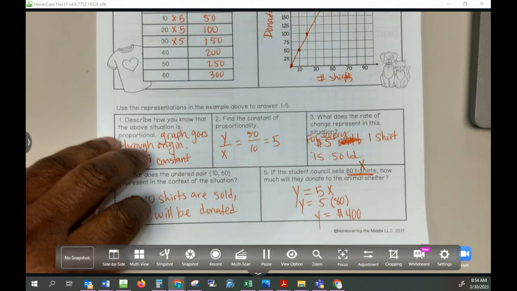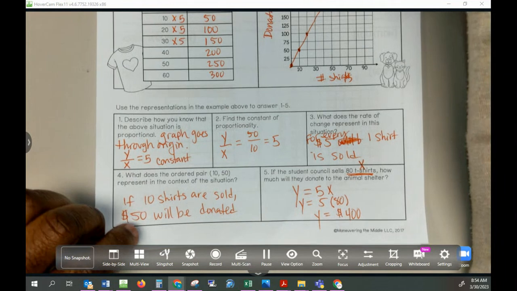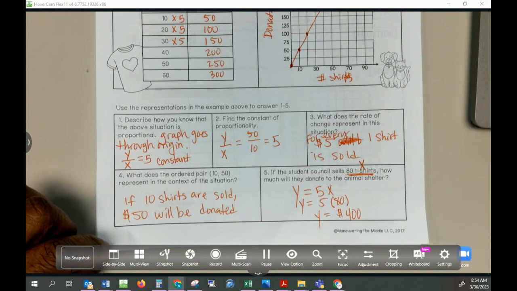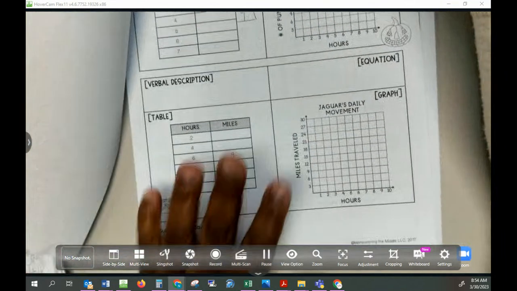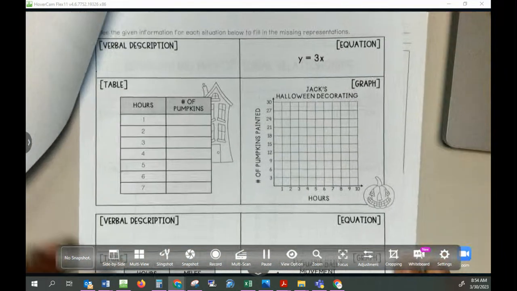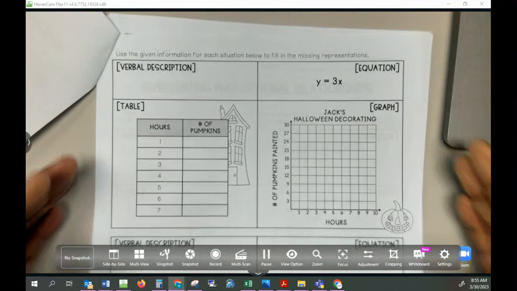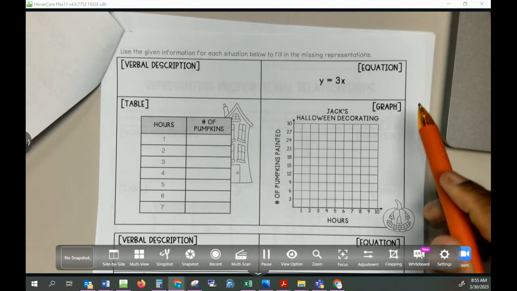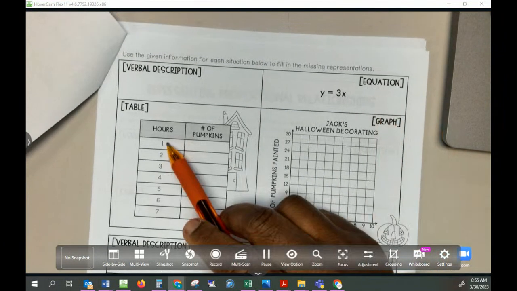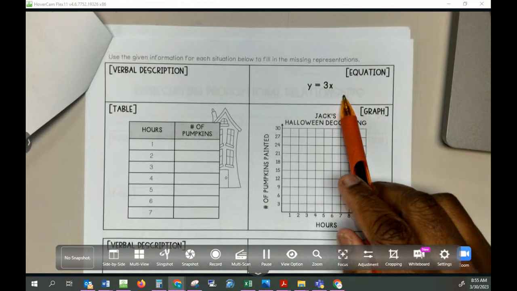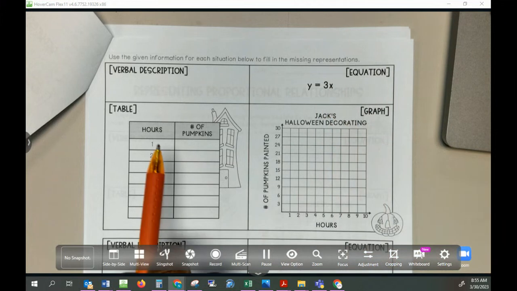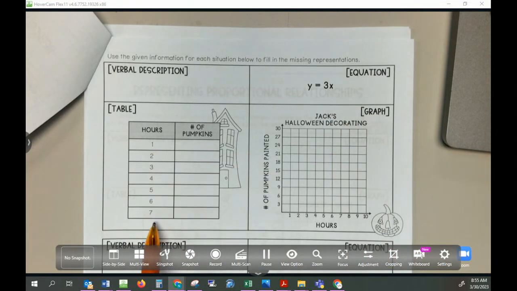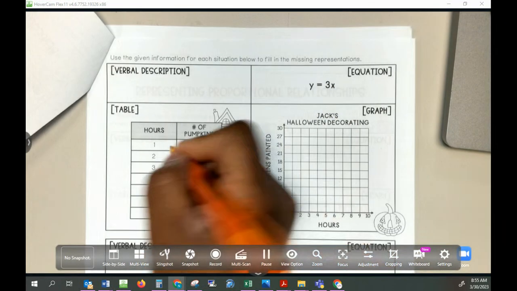And that's truly all the tying together for proportional relations. I'm going to go to the next page. So here's another scenario where you don't have the verbal, but the only thing they give you is how many hours and the equation. So based from this equation, what do you think I need to multiply every hour by? By 3.